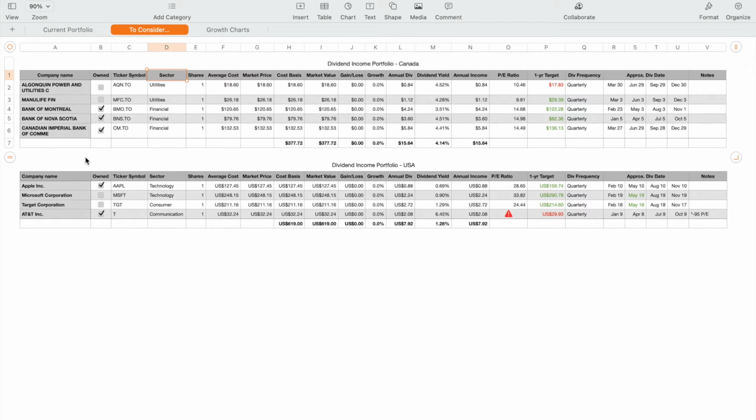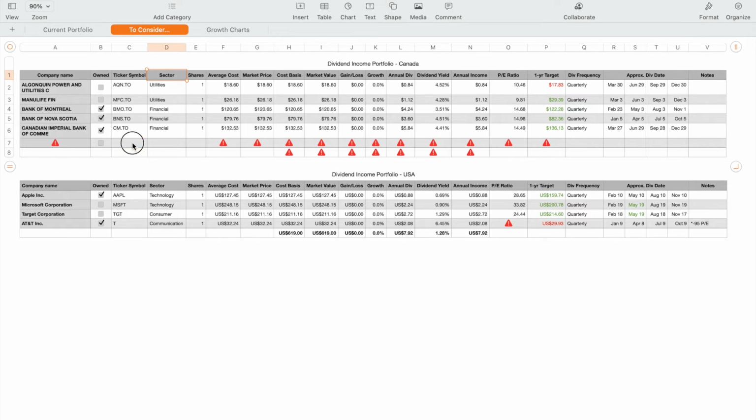To do that, we'll first start by clicking on these two horizontal lines here. And then we'll add the ticker symbol for TD, so that's TD. And then because it's a Canadian company, we have to add .to. So you see there, it automatically fills all these different columns for you: the average cost, the market price, cost basis, market value, gain or loss, and annual dividend. All these columns are automatically filled.